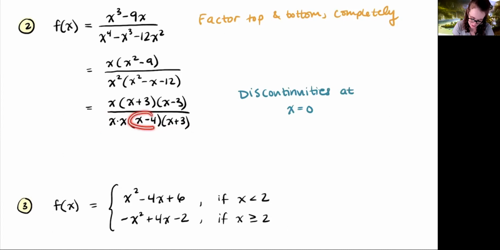This factor here gives us a discontinuity at x equals positive 4, because if we plug a 4 in for x, we'll get a 0 in the bottom, and all that stuff multiplied will just give us a 0 in the denominator. And then lastly, we have this x plus 3 factor, and that will give us x equals negative 3 as a discontinuity. Okay, so we just have to decide if these are removable or not.